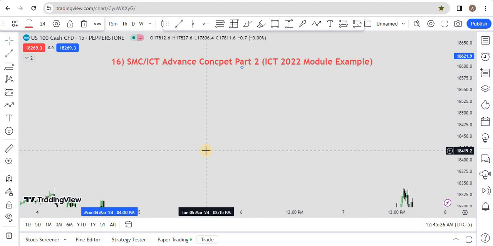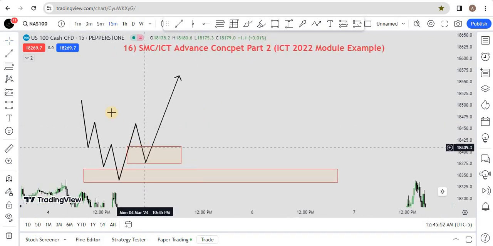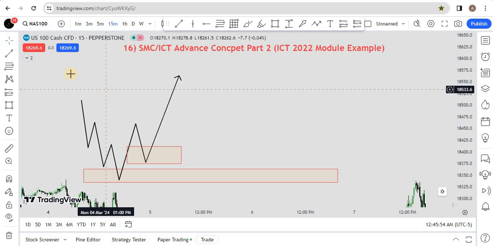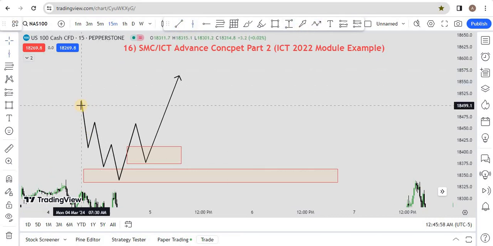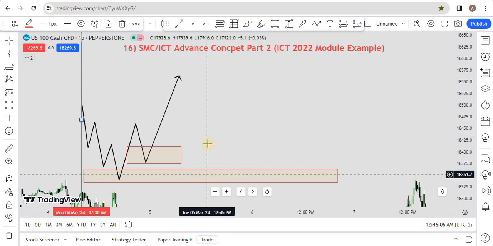So let's get started. In the last video I told you that if the ICT 22 model works, it will mark the midnight of New York, that is 12 a.m. As an example, if we are bullish, you will see the power of 3. What is the power of 3?